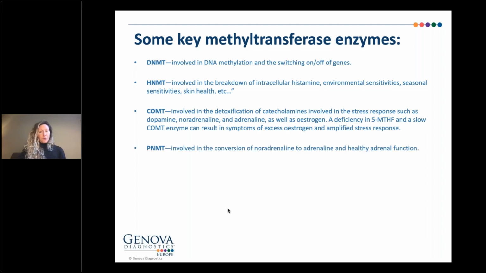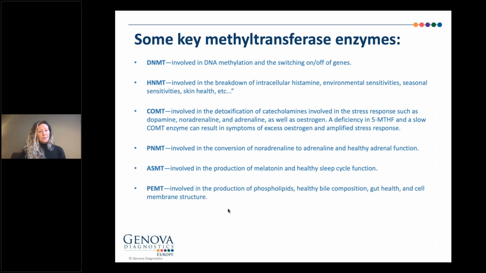PNMT, involved in the conversion of noradrenaline to adrenaline and therefore plays a role in healthy adrenal function. ASMT, involved in the production of melatonin and therefore involved with healthy sleep cycle function. PEMT, involved in the production of phospholipids, healthy bile composition, gut health, and cell membrane structure, so important in the context of cognitive health as well as other issues. And then finally, GAMT, involved in the production of creatine, which we've already mentioned plays a role in muscle recovery from exercise as well as energy production.